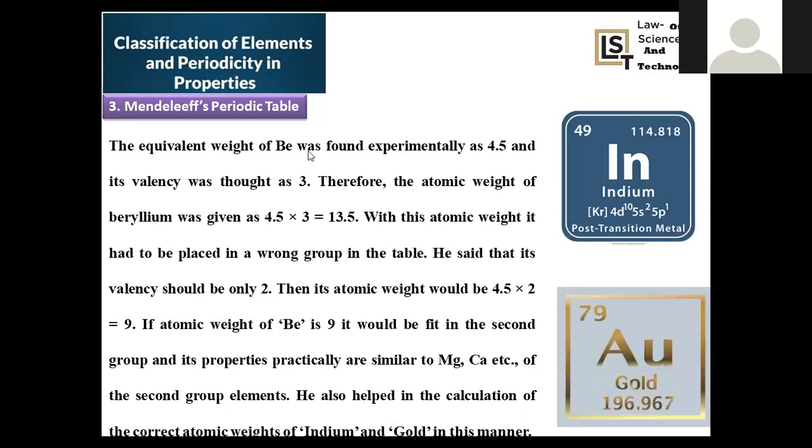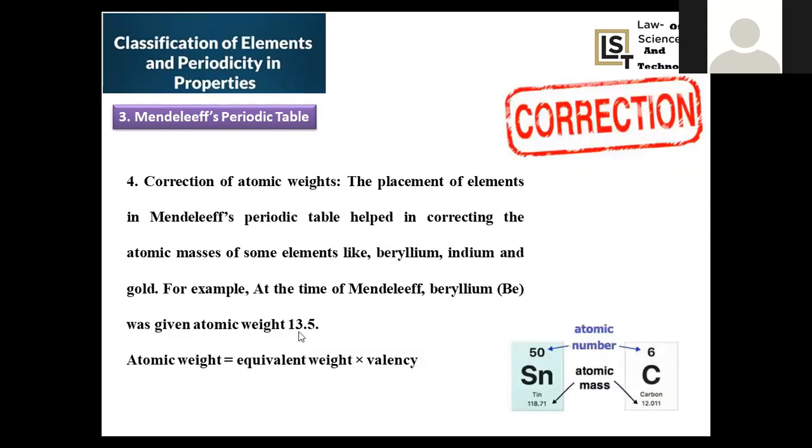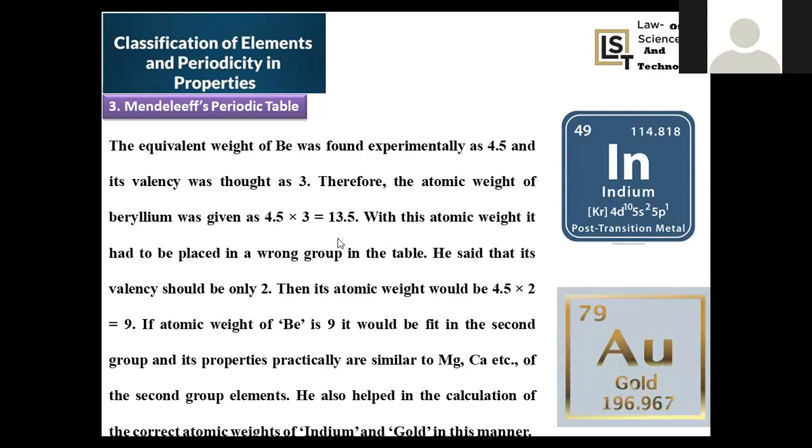And the equivalent weight of beryllium was found to be 4.5. Equivalent weight is given as 4.5 and the valency will be 3. 4.5 when multiplied with 3 will be 13.5. So beryllium's atomic weight is given as 13.5 in accordance with his empirical formula, which is atomic weight equal to equivalent weight into valency. 4.5 into 3 is 13.5, that exactly matches.